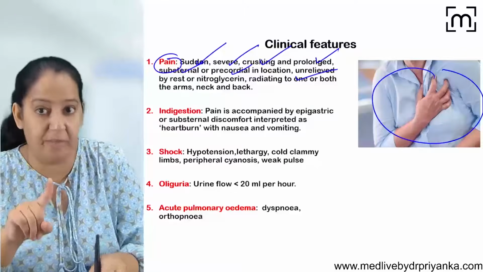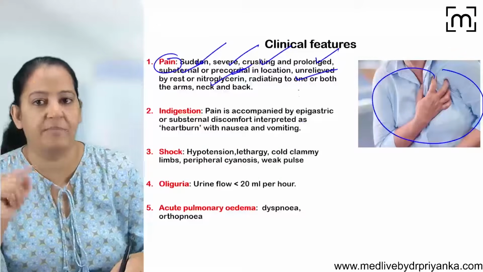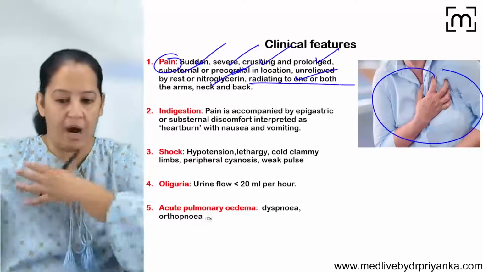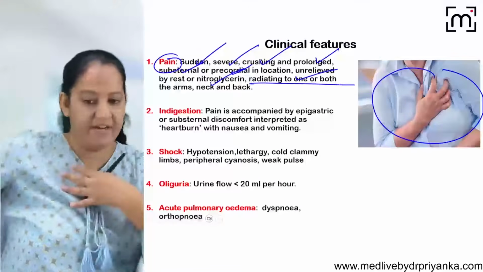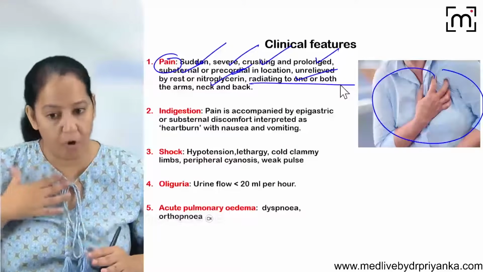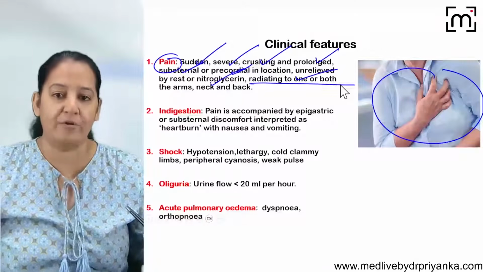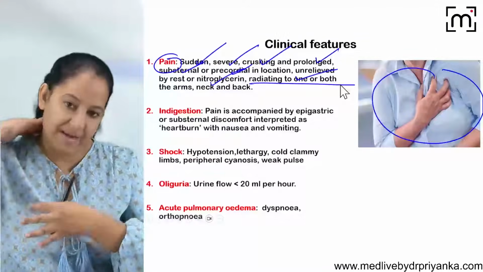No, to differentiate it from angina. It is unrelieved by nitroglycerin. Again, to differentiate it from angina. It is radiating to the arms and the neck and the back. It is sudden, severe, prolonged, crushing, not relieved by rest, not relieved by nitroglycerin, and radiating to the arm, neck and the back.